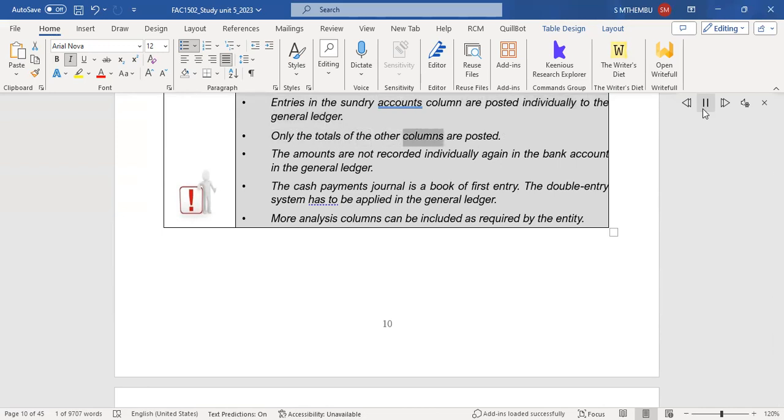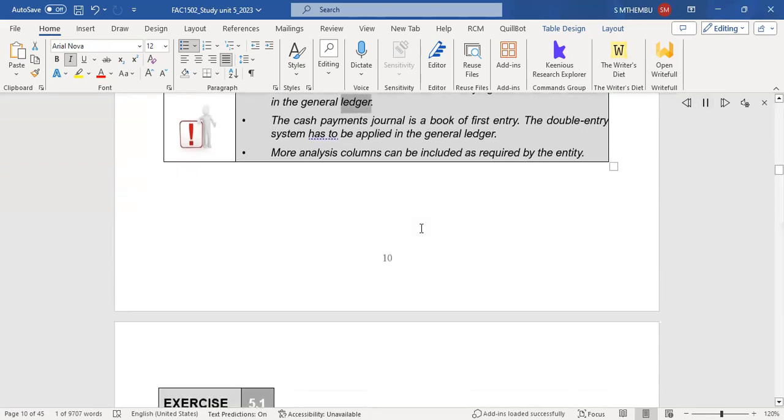Only the totals of the other columns are posted. The amounts are not recorded individually again in the bank account in the general ledger. The Cash Payments Journal is a book of first entry. The double entry system has to be applied in the general ledger. More analysis columns can be included as required by the entity.